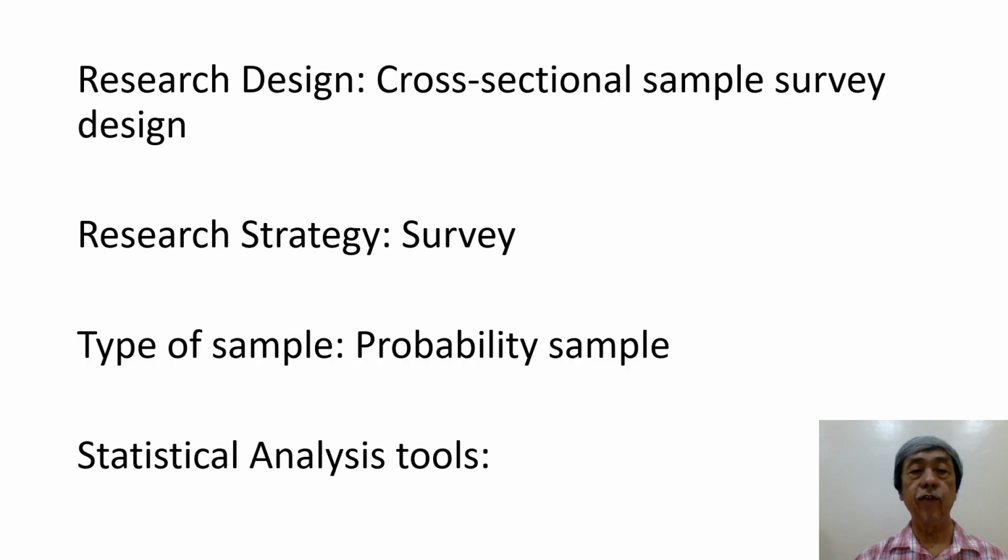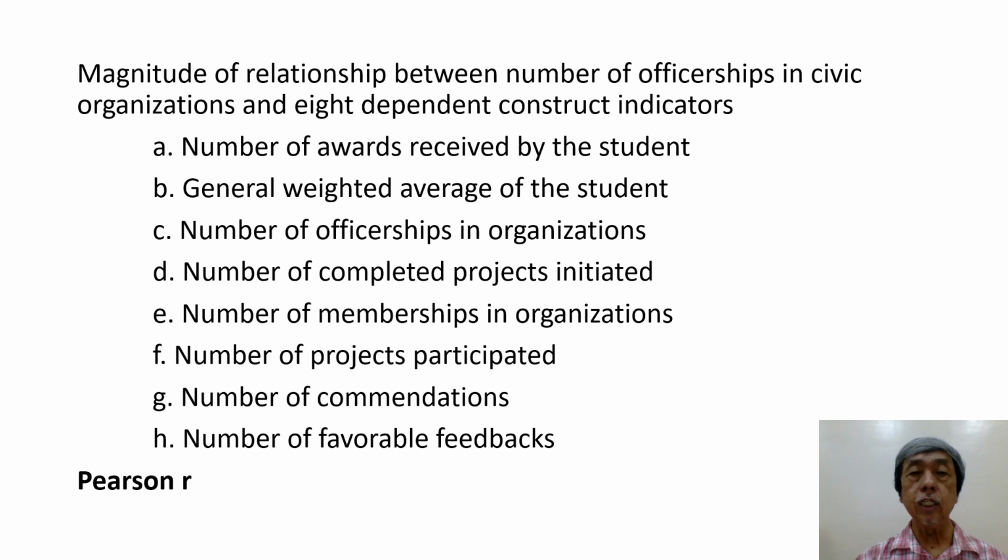The research design of this hypothetical study is cross-sectional sample survey design. The research strategy is survey. The type of sample is probability sample. That is why we can proceed to inferential analysis. And the statistical analysis tools are: for the magnitude of relationship between number of officerships in civic organizations and the 8 dependent construct indicators, we shall use Pearson R.